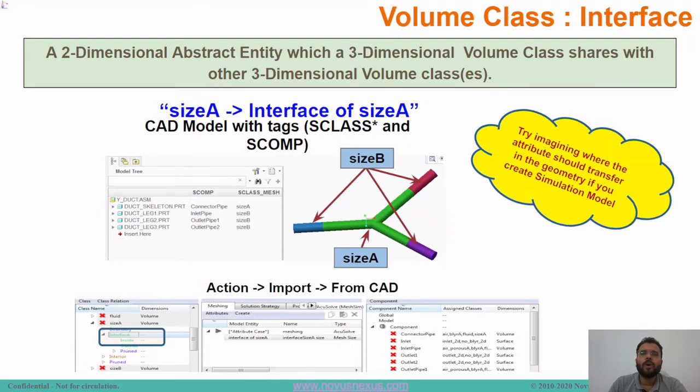We strongly recommend avoiding using interfaces to specify attributes. This is because interface is defined with any other volume class and may not be evaluated uniquely across the geometries given its definition. But for consistency purposes, let's go quickly through the interface with size attribute attached on interface of size A. So mesh size attribute is attached on interface of size A.